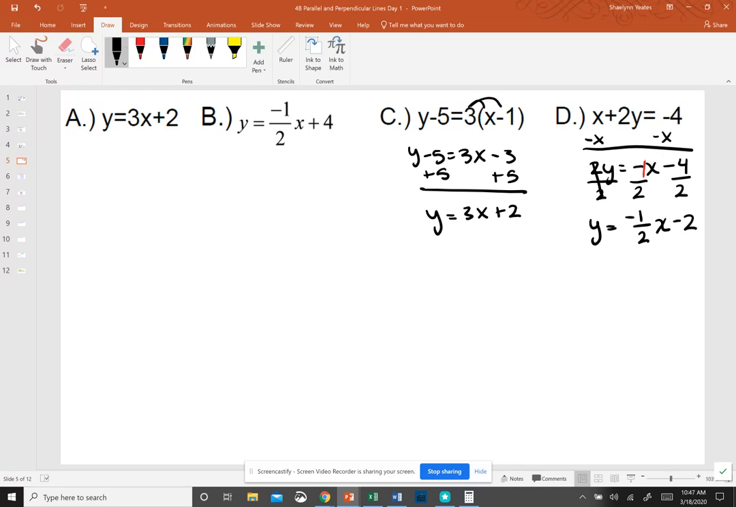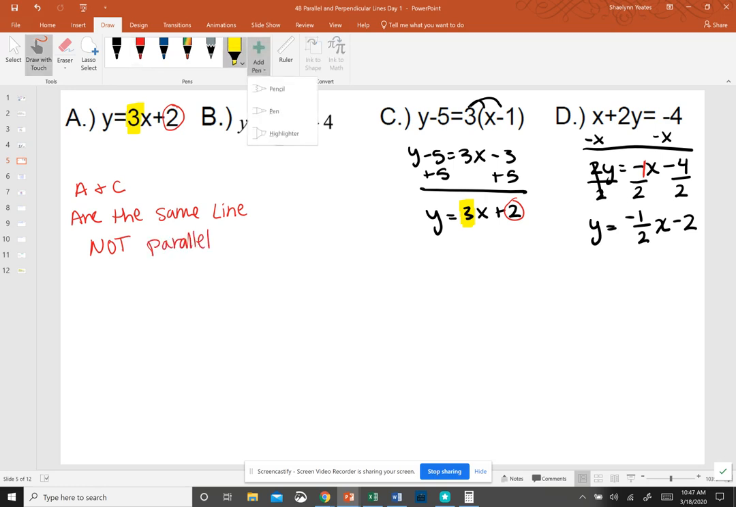All right, let's take a look at these. Is there anything with the same slope as 3? Take a look. Do you see anything? If you notice, C also has the same slope of 3. But because they both also have a 2, A and C are the same line and therefore not parallel. All right, so let's take a look at the next one.